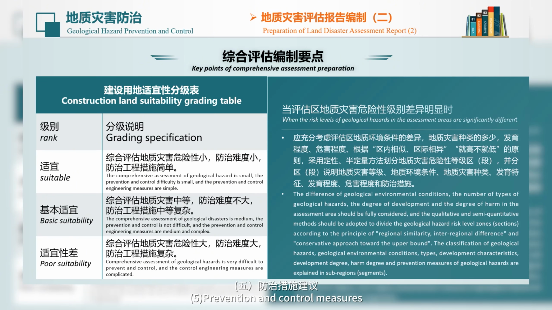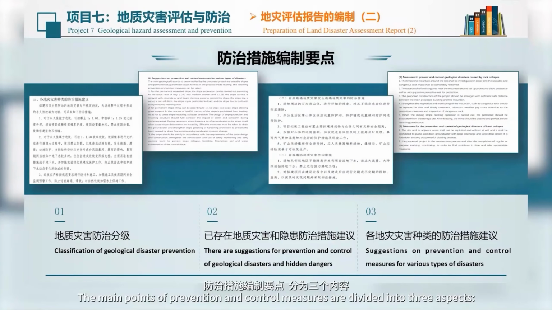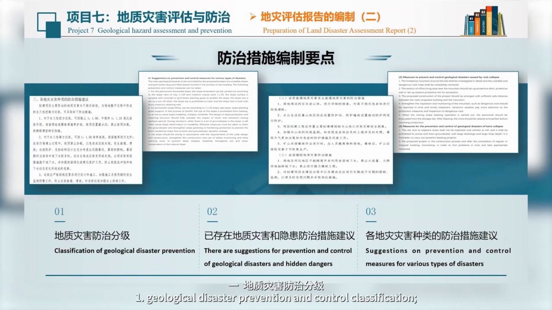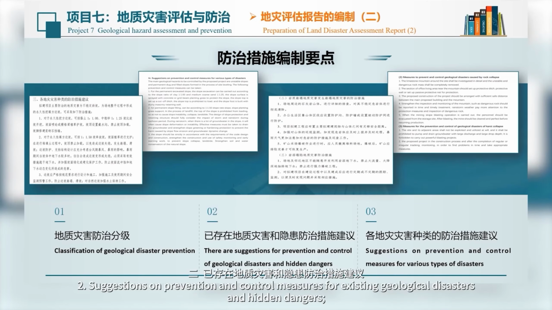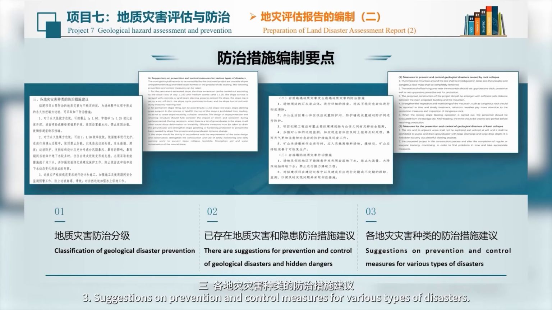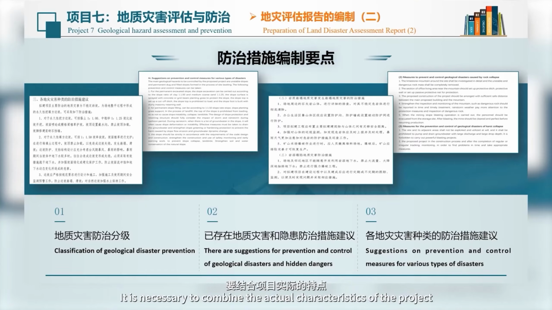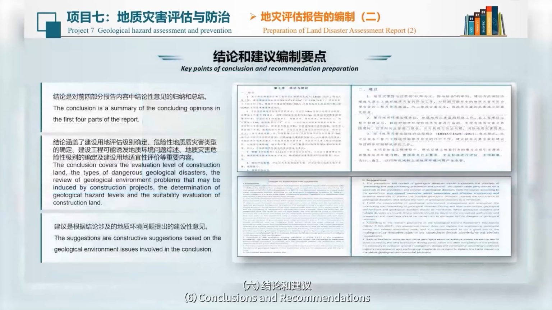5. Prevention and control measures. The main points of prevention and control measures are divided into 3 aspects. 1. Geological disaster prevention and control classification. 2. Suggestions on prevention and control measures for existing geological disasters and hidden dangers. 3. Suggestions on prevention and control measures for various types of disasters. It is necessary to combine the actual characteristics of the project and give targeted prevention and control measures, which cannot be generalized.